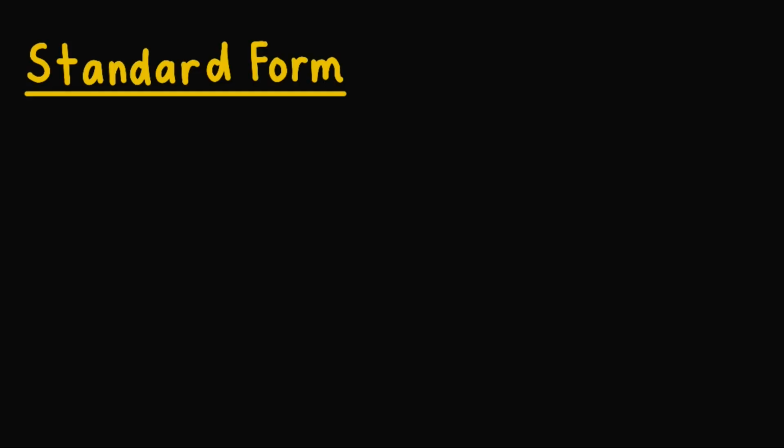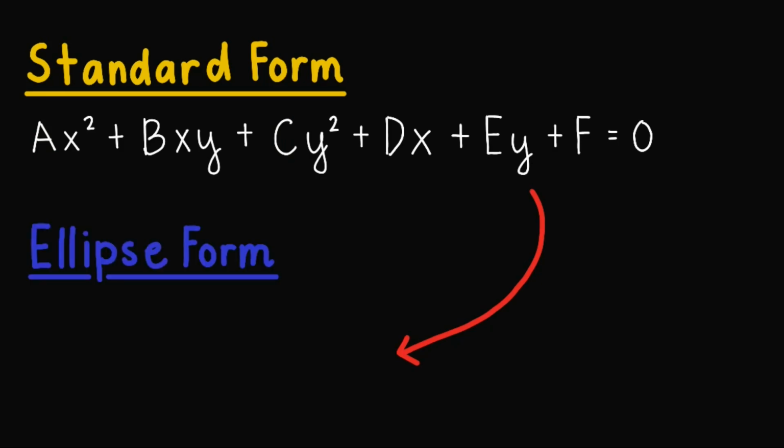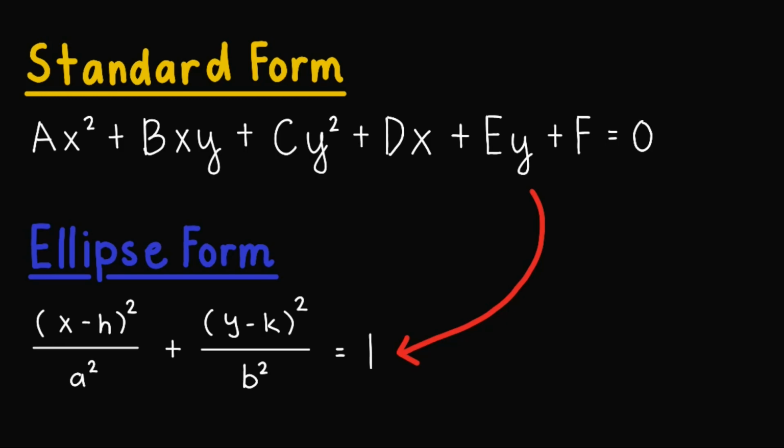Hi there. In this video, we'll be converting the standard form of an ellipse, which is given by ax squared plus bxy plus cy squared plus dx plus ey plus f equals 0, with a and c not equal and both positive. We'll be converting this into its ellipse equation form, which is given by (x minus h) squared over a squared plus (y minus k) squared over b squared equals 1.